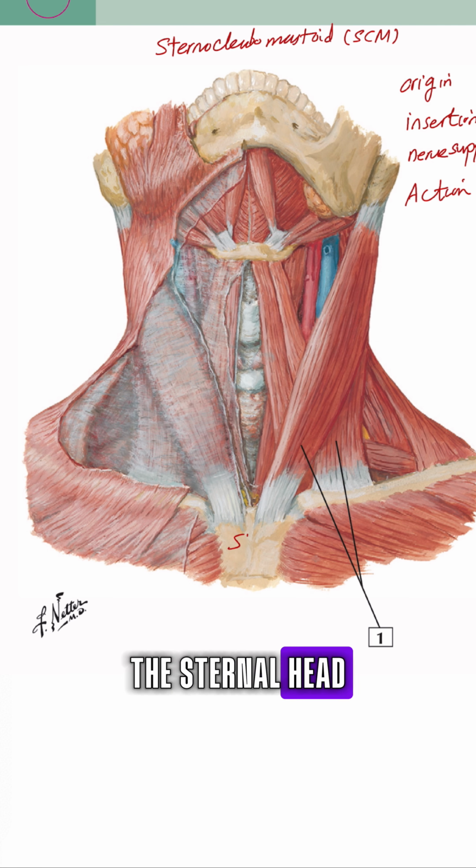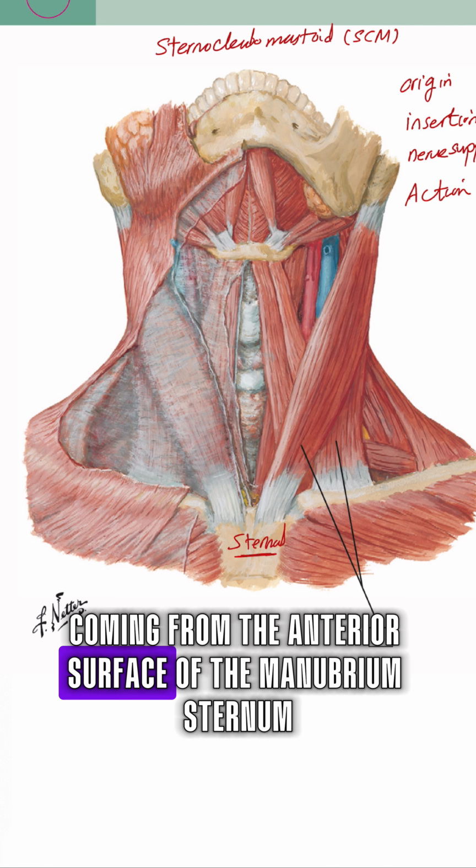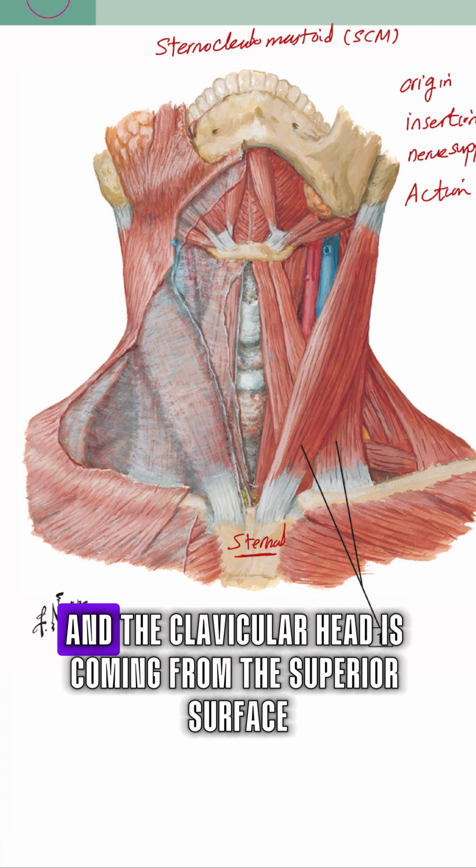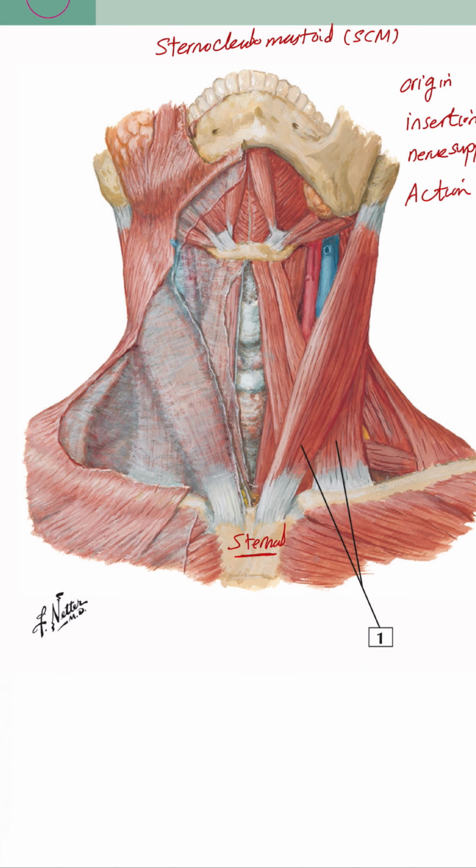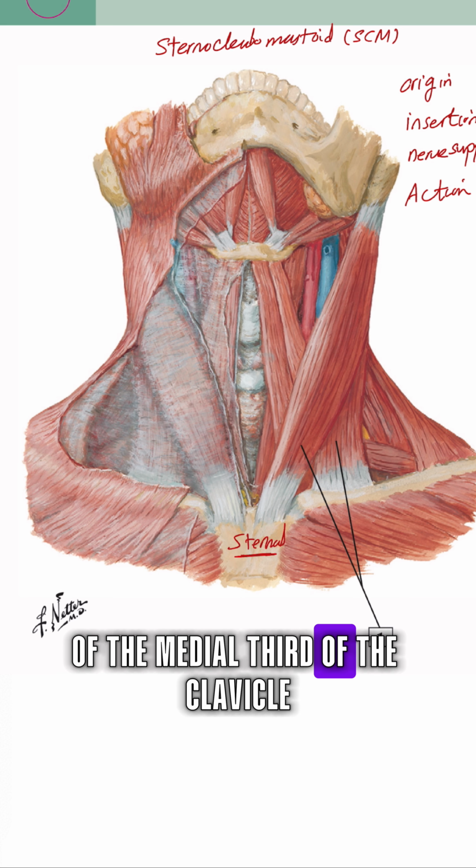The sternal head comes from the anterior surface of the manubrium sterni, and the clavicular head comes from the superior surface of the medial third of the clavicle.